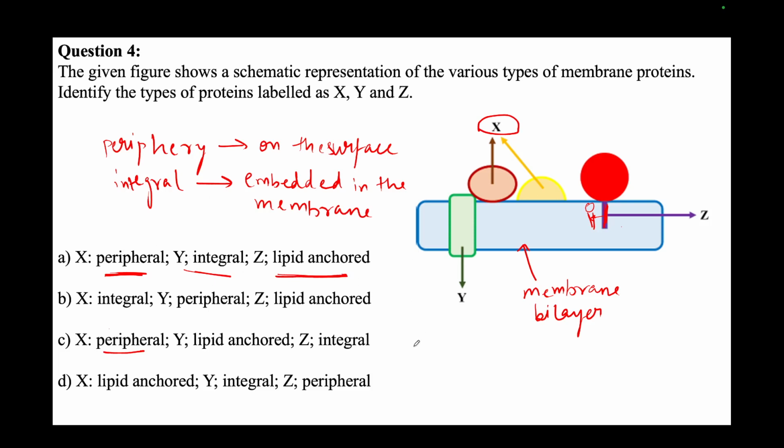So these are three types of membrane proteins. We will see where these membrane proteins are important. They are important in membrane transport, different types of membrane transports. There are three types: they can either be on the surface of the membrane, they can be embedded inside the membrane, or they can be just anchored to the membrane by a lipid chain. Okay, so lipid anchored. This is clear?